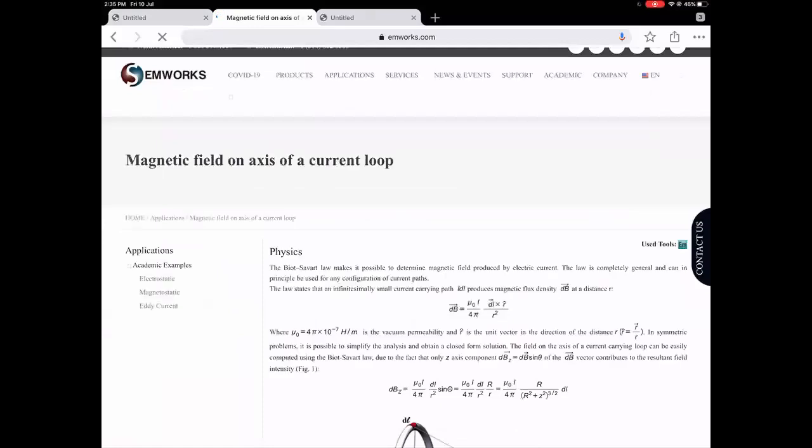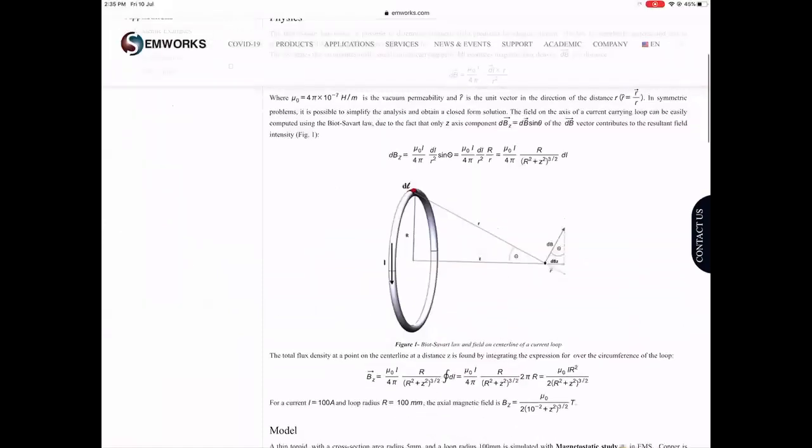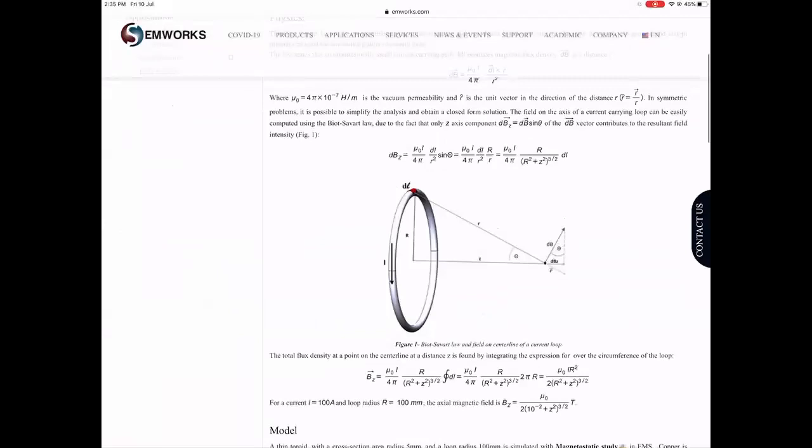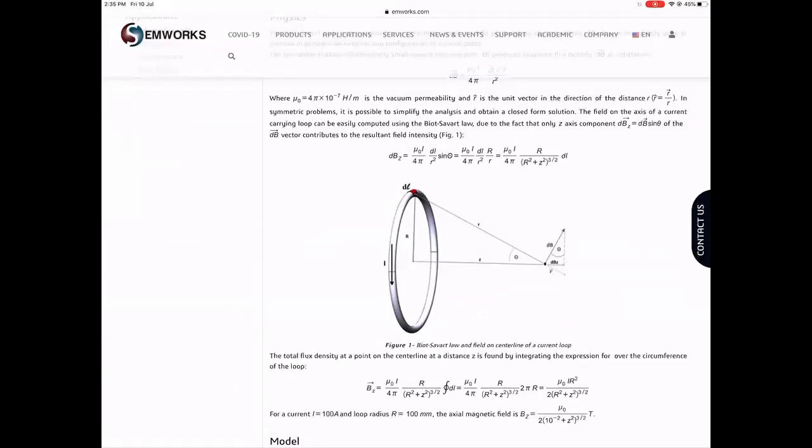Okay, this diagram will help us. So this is the ring. You see there is a dL. Look, the dL is perpendicular to the r vector. r will be the square root of x squared plus R squared, and look at dB.